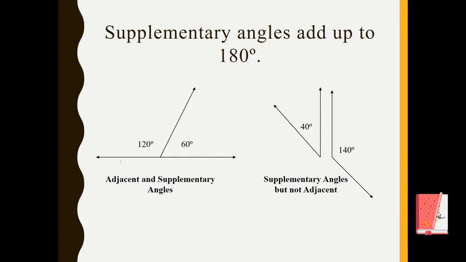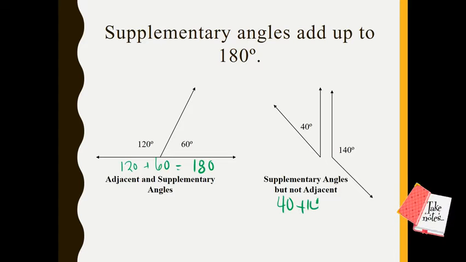So we're going to do that. We have 120 plus 60. We add them together, it equals 180. Please make sure you write this down. Now, these are 40 plus 140, which also gives you 180. So supplementary angles add up to 180.